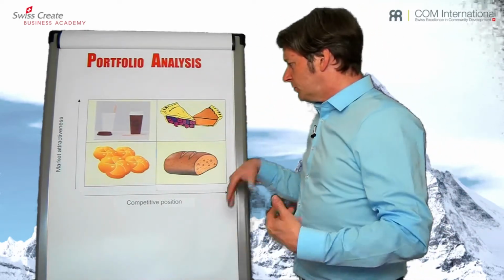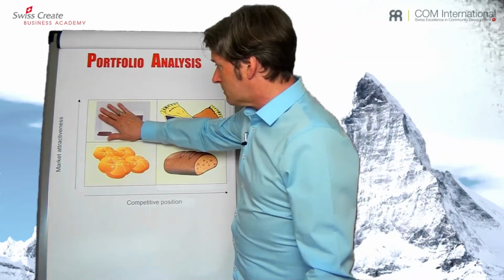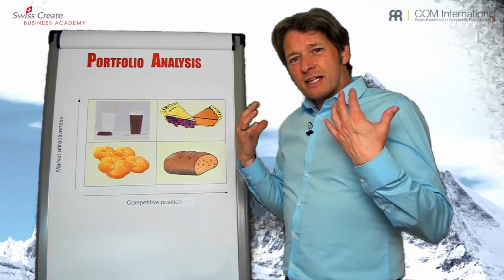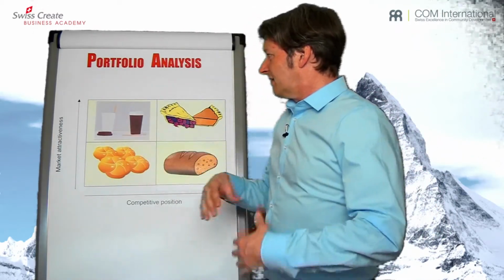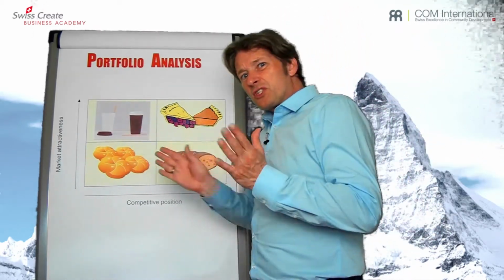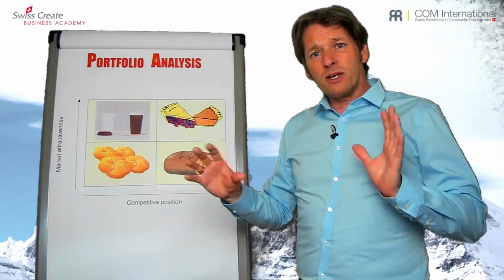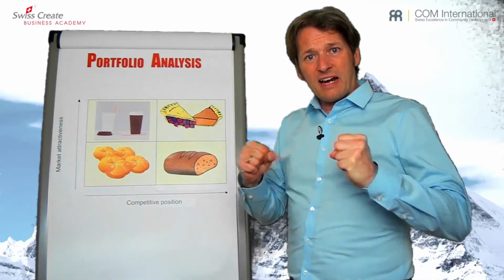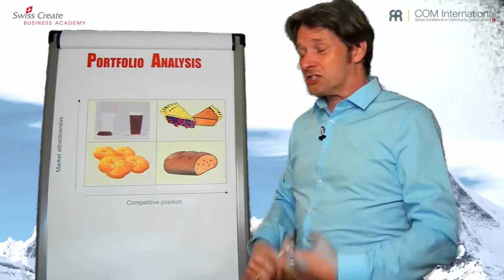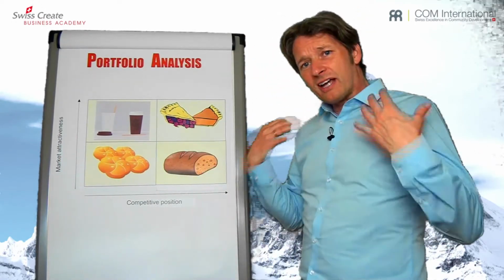I did the evaluation, you heard about it. This is my, let's say, a question mark. This is the wildcat. I don't know in which direction it will go in the future. Here my star product. I earn money with this. I like it. You feel also the passion. Here this is my dairy or cash cow.